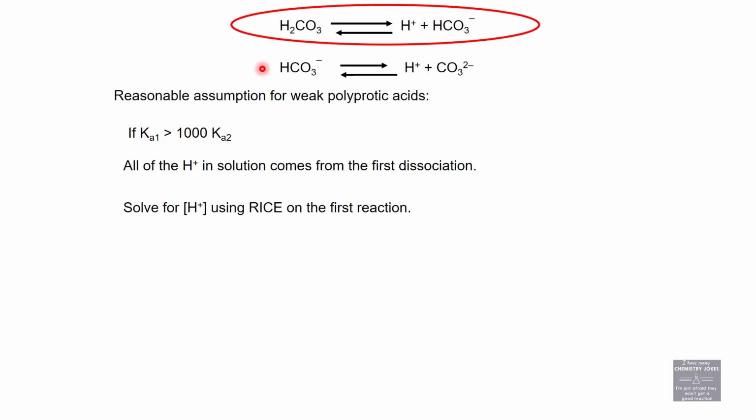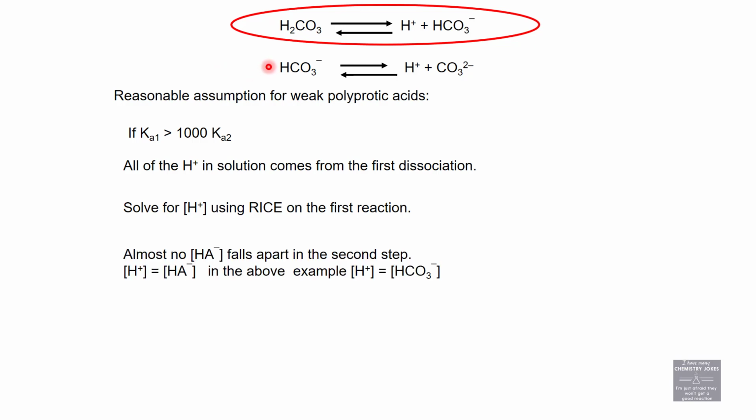Having a super tiny Ka2 means almost no conjugate base from the first step, and almost no H plus in solution comes from this dissociation. So what that means is the concentration of H plus and HCO3 minus are the same. What? Hold on. If we wrote this over here where I can draw something underneath it, all I'm doing is copying that first equation, HCO3 minus.